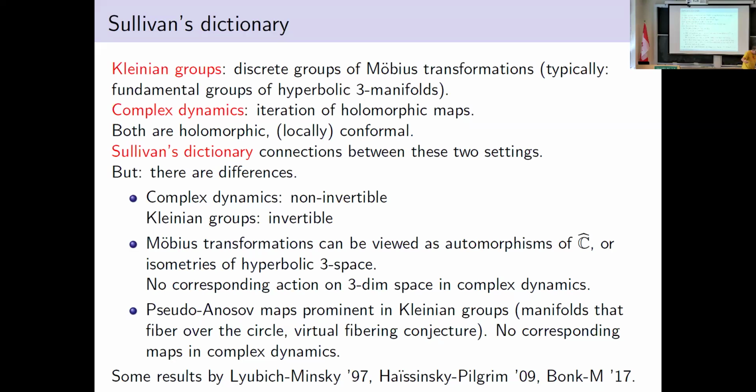Whereas in Kleinian groups, you deal with Möbius transformations, which by definition are invertible. For Sullivan's dictionary, you can view Möbius transformations in two ways: as an automorphism of the unit sphere, or as an isometry of hyperbolic 3-space. The back and forth between the hyperbolic 3-dimensional picture and the conformal 2-dimensional picture is incredibly powerful when you talk about Kleinian groups.